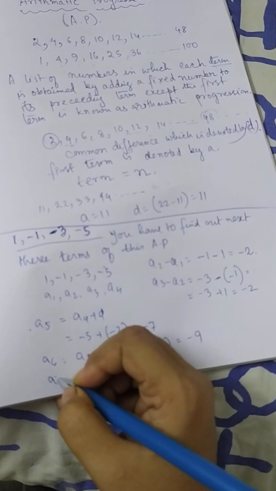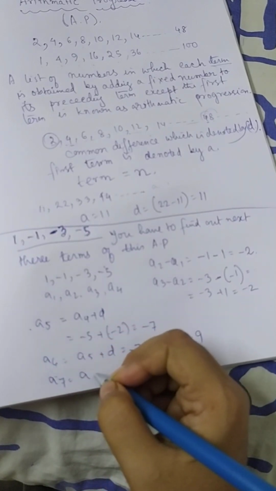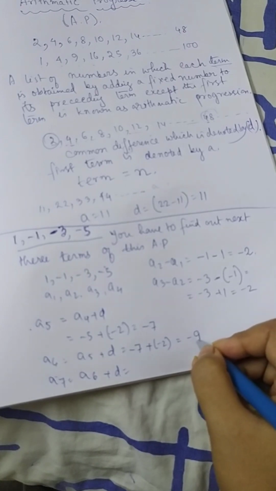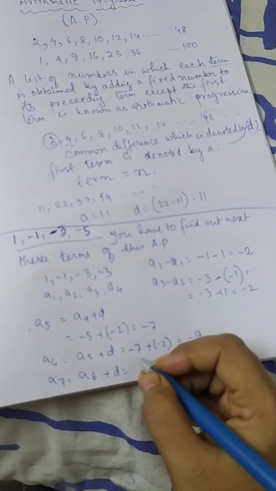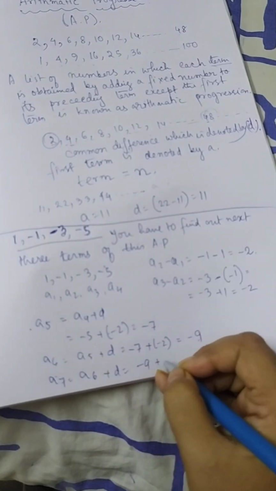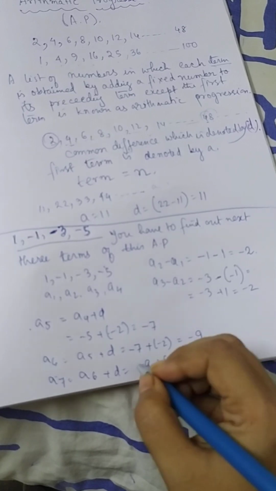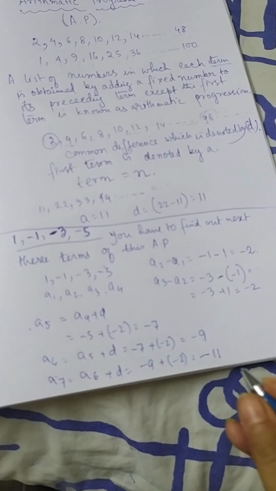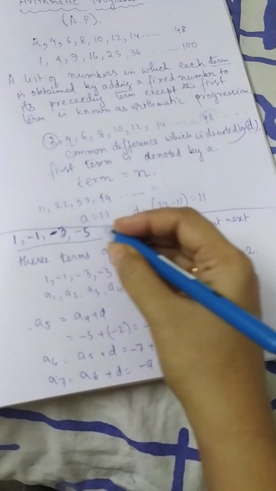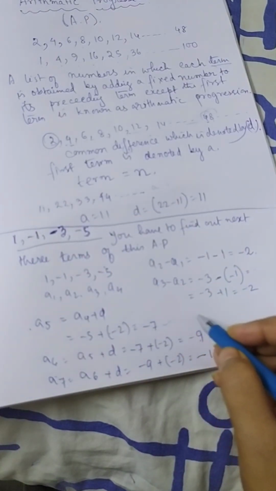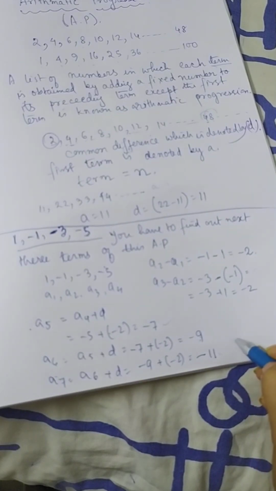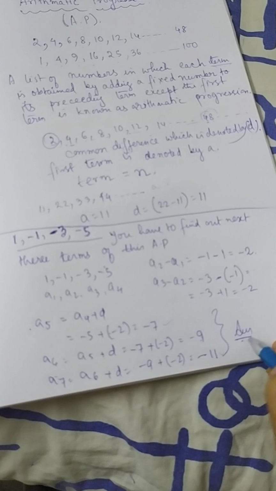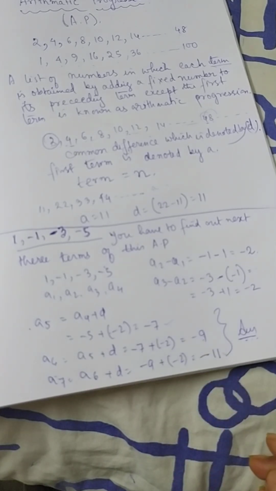Again, what is A7? That is A6 plus D. What is A6? A6 I just found, that is minus 9. So minus 9 plus of minus 2, that is minus 9 minus 2, that is minus 11. So the next 3 terms of this particular AP series are minus 7, minus 9 and minus 11. So these 3 are the answers of this particular question.